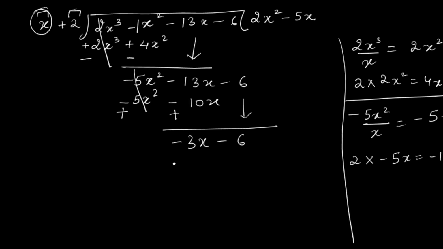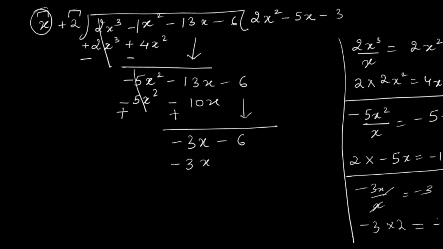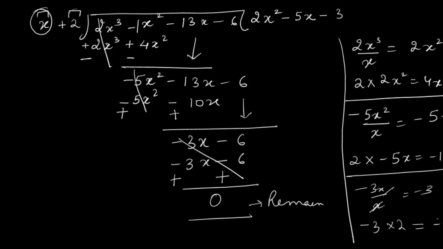Now the same process we repeat. Minus 3x as it is we write. Then we divide minus 3x by x, x and x get cancelled, so minus 3. Minus 3 we write in the quotient. This minus 3 multiplied by 2 is minus 6, which we write under the like term. Minus changes to plus, minus changes to plus. Everything cancels because they are the same terms with opposite signs. So we got remainder 0. The remainder should always be 0 because we are dividing by a factor, x plus 2.